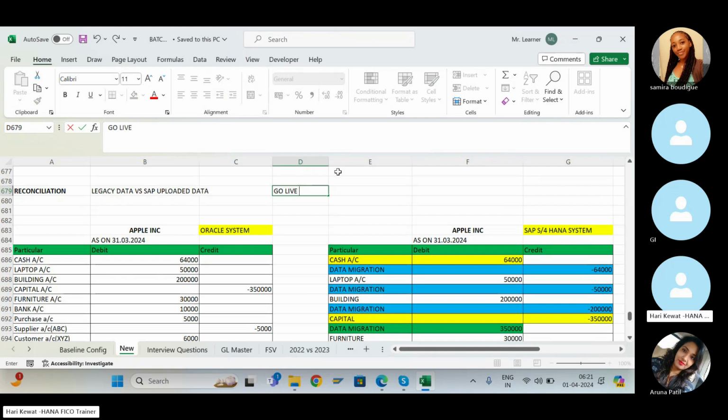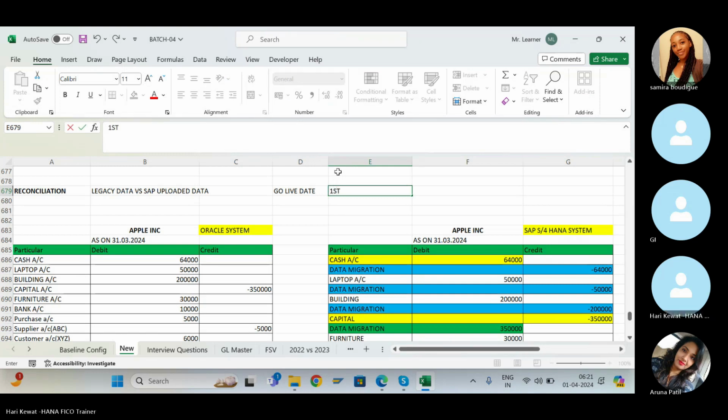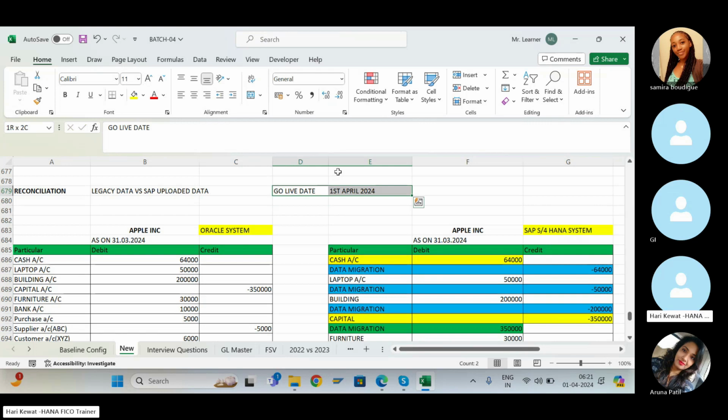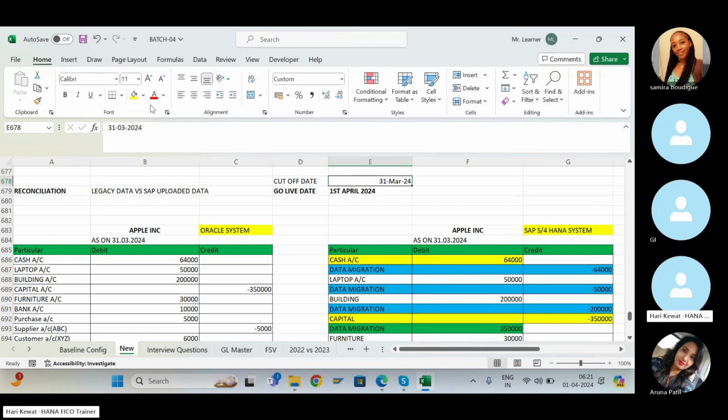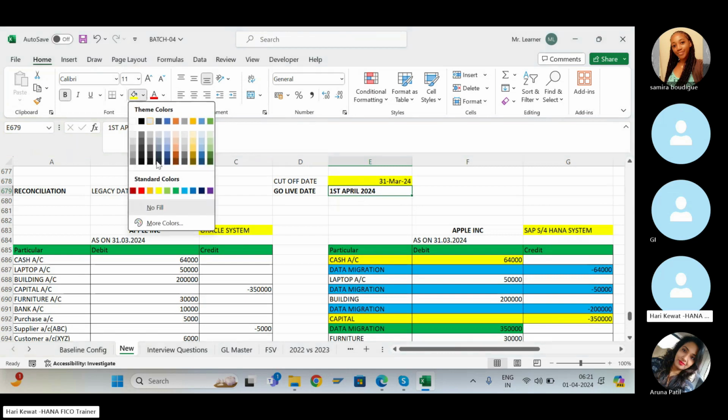Listen very carefully. This is very important. Data migration knowledge is very important. So your go-live date is, let's say, 1st April 2024, today's date, exactly 1st April 2024. Then your cutoff date will be 31st March 2024. So this is your cutoff date and this is your go-live date.